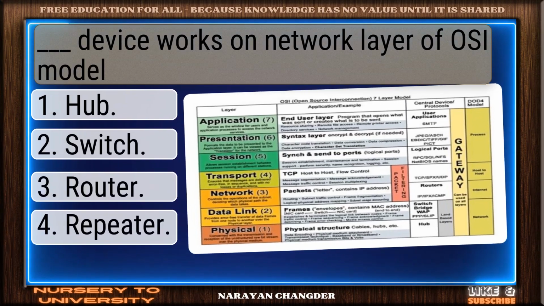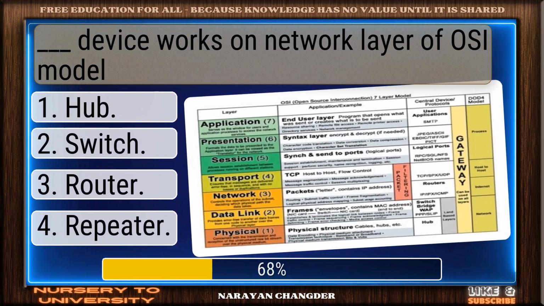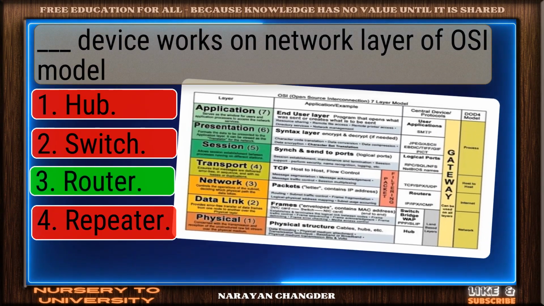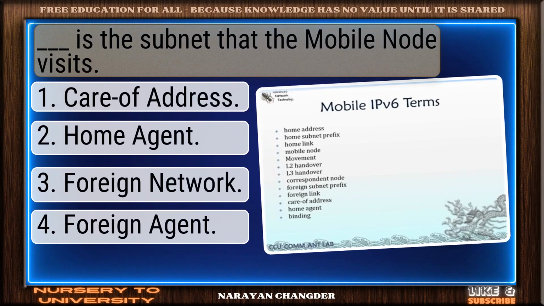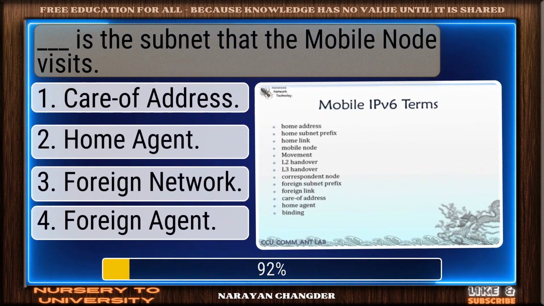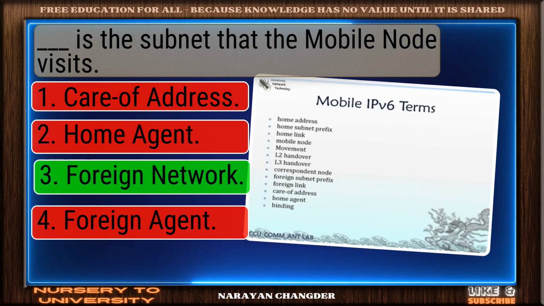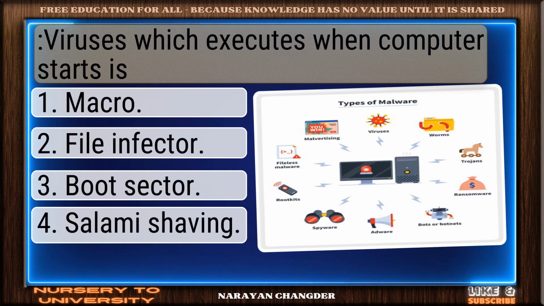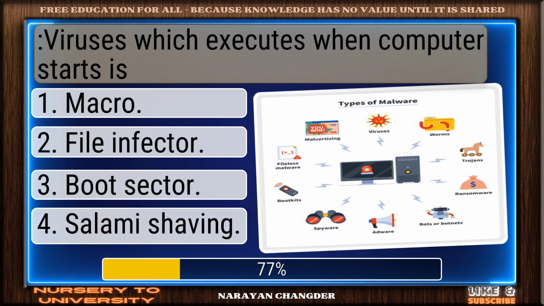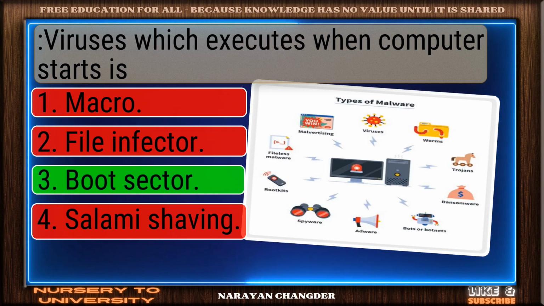Dash device works on network layer of OSI model. Excellent choice. Router is right. Dash is the subnet that the mobile node visits. Right choice. Foreign network is best. Viruses which execute when computer starts is... You're right. Boot sector is correct.